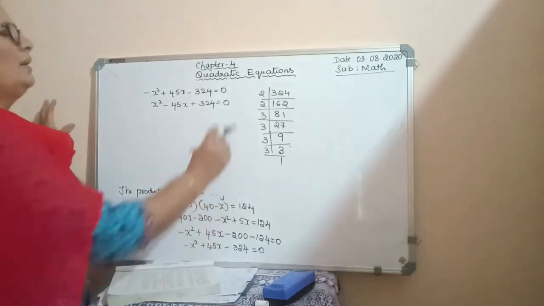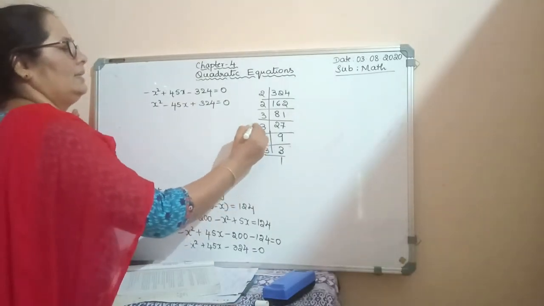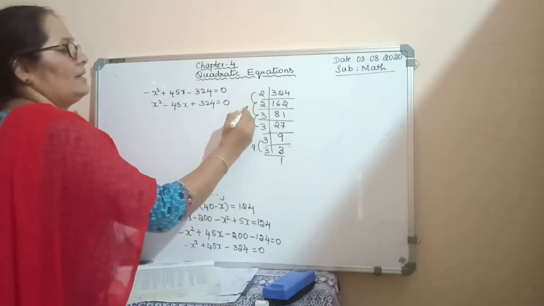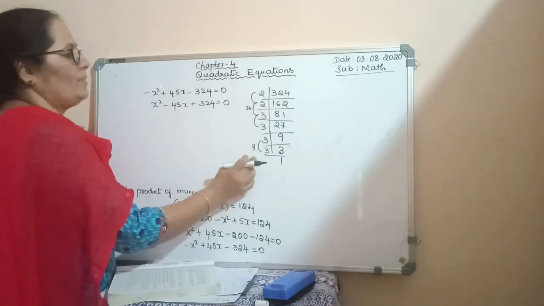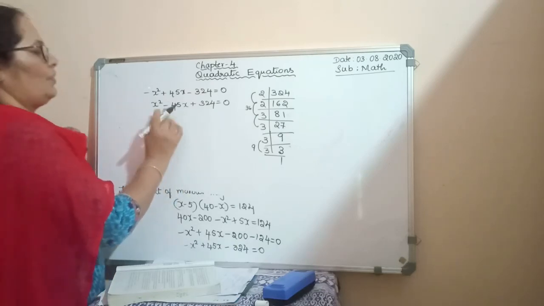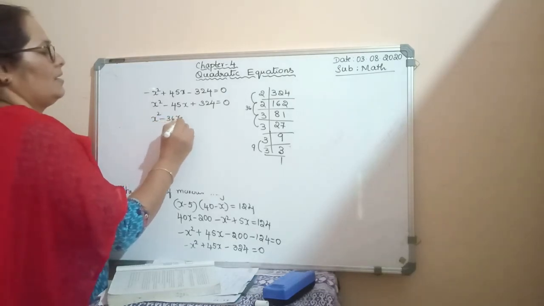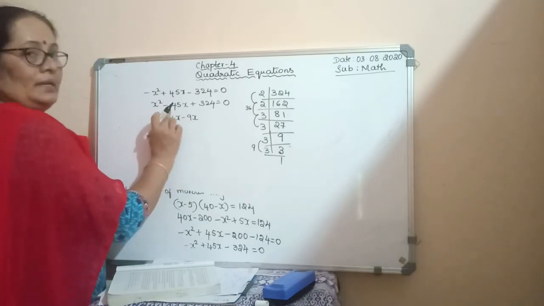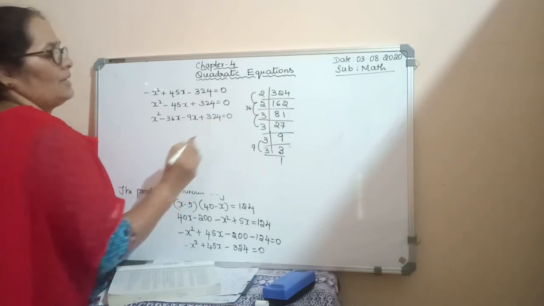Now you see, 3 threes are 9. Then 3 threes are 9, 9 twos are 18, 18 twos are 36. 36 plus 9 is 45. So we can take this combination to get product 324 and sum minus 45. So x square minus 36x minus 9x, minus 36 minus 9 is minus 45, plus 324 equals 0.